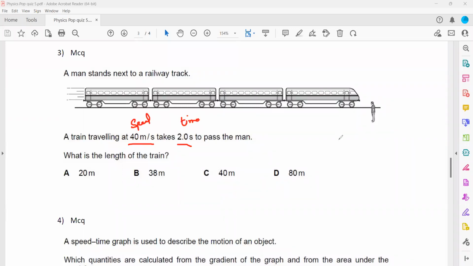We need the distance. So we have the formula that speed equals distance divided by time. So the speed of the train is 40. Distance we don't know and the time is 2. This 2 is divided, so on the other side it will be multiplied. So 40 multiplied by 2 will make 80 meters. So D will be the right answer.